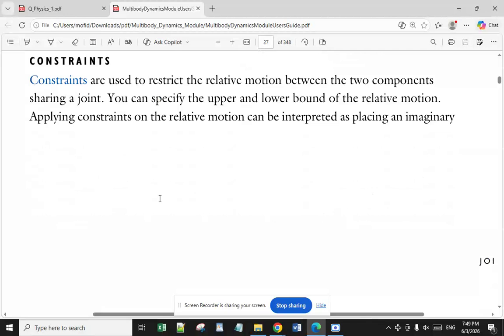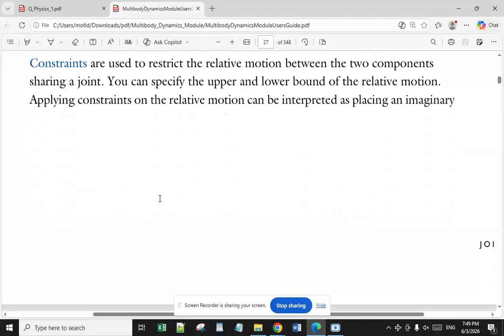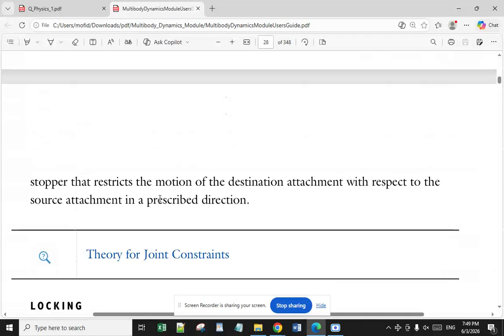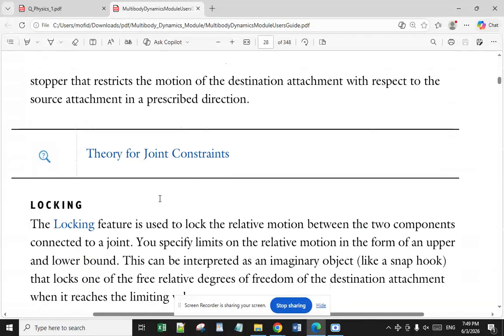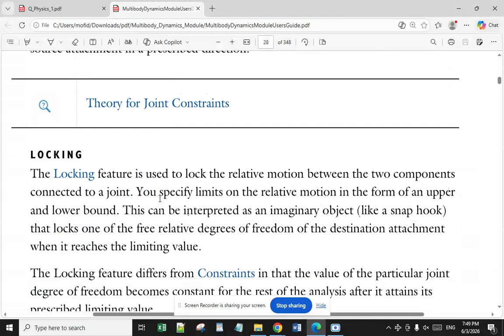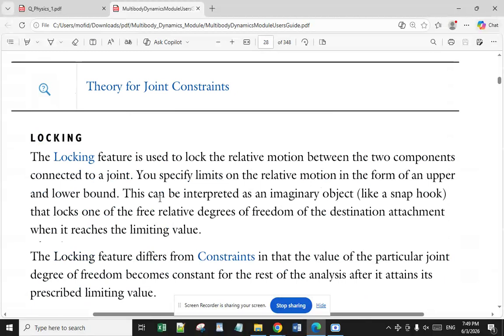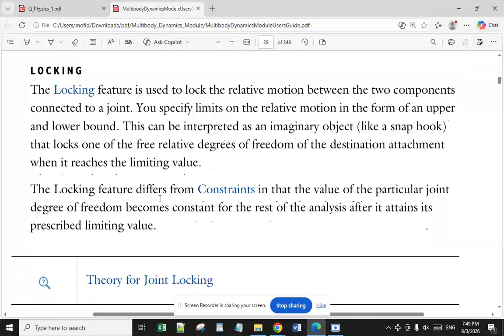Constraints. Constraints are used to restrict the relative motion between the two components sharing a joint. You can specify the upper and lower bound of the relative motion. Applying a constraint on the relative motion can be interpreted as placing an imaginary stopper that restricts the motion of the destination attachment with respect to the source attachment in its prescribed direction. Theory for joint constraint.